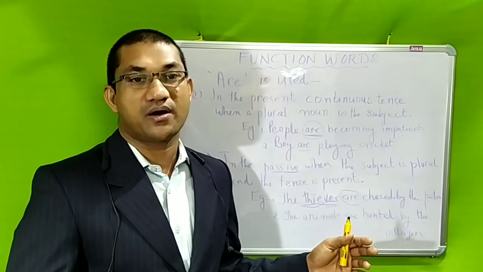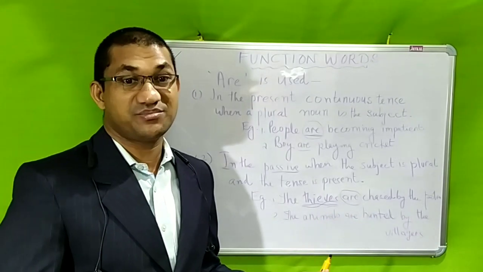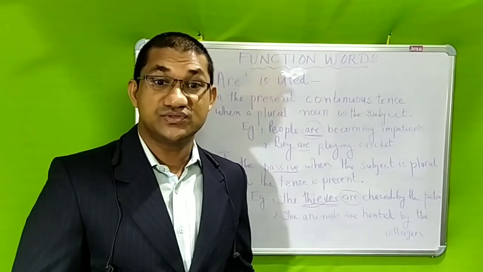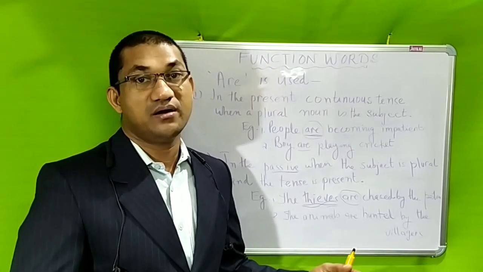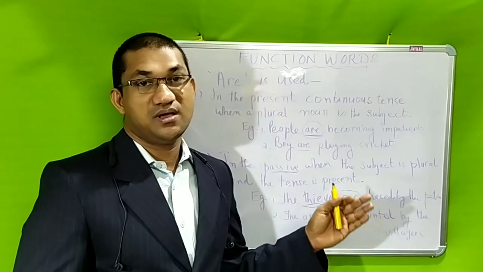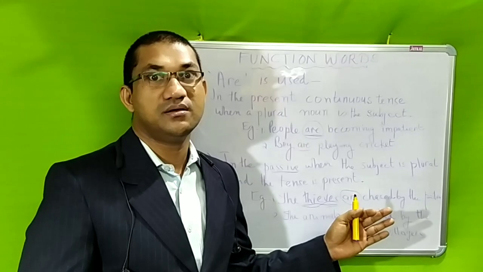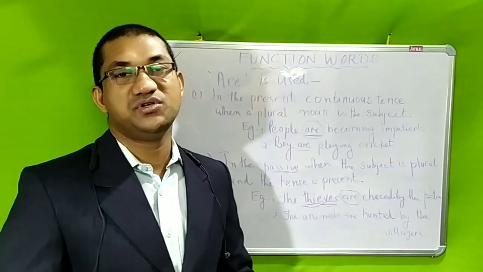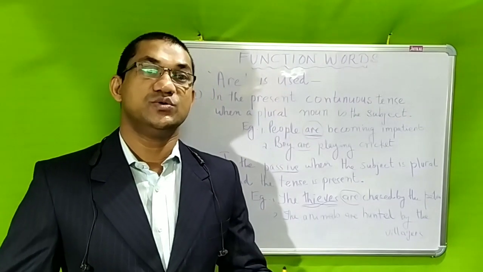Number two, are is used in the passive when the subject is plural and the tense is present, like the thieves are chased by the police. The animals are hunted by the villagers. The paintings are drawn by students. All these contexts show the use of are, and now with this we conclude the use of are.